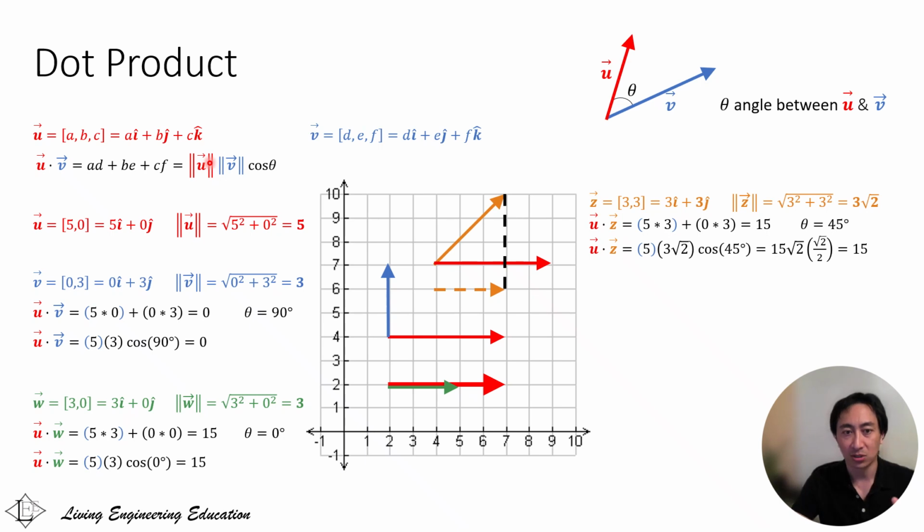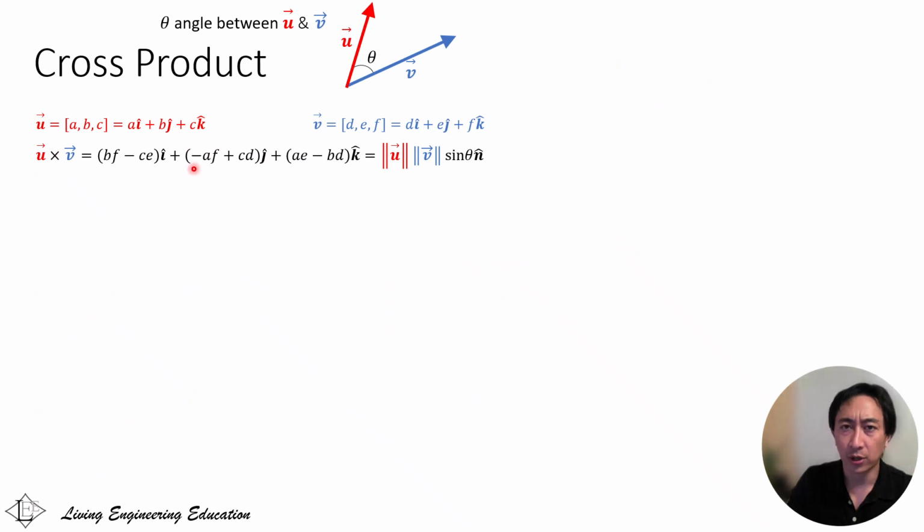Remember, dot products go to scalars, and the order between the two vectors does not matter. In a cross product, you're going to get a vector, and the order does matter. So let's take a look at the same vectors, and let's see what the resulting cross product will look like. So we're going to look at the cross product now. Remember, the result of a cross product is a vector.